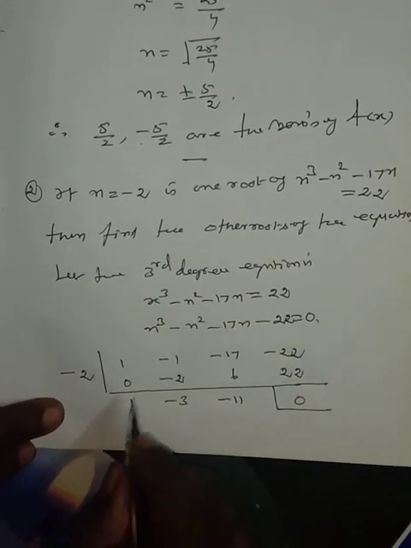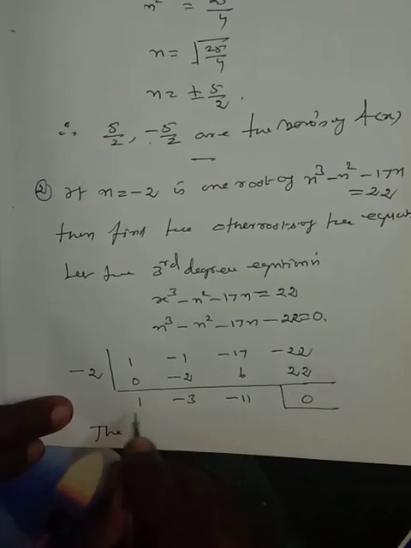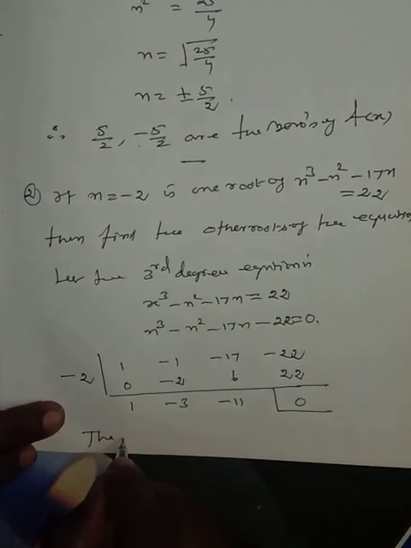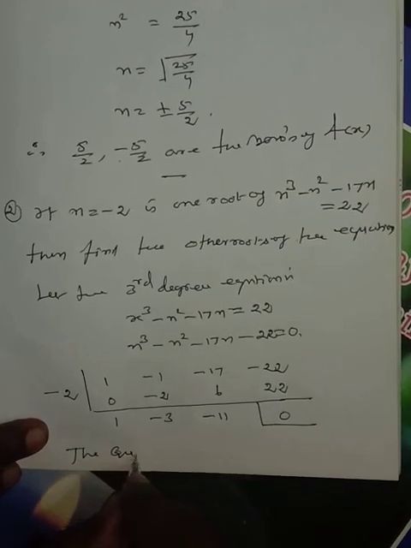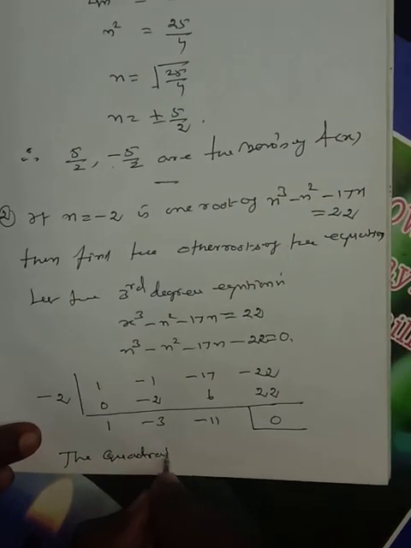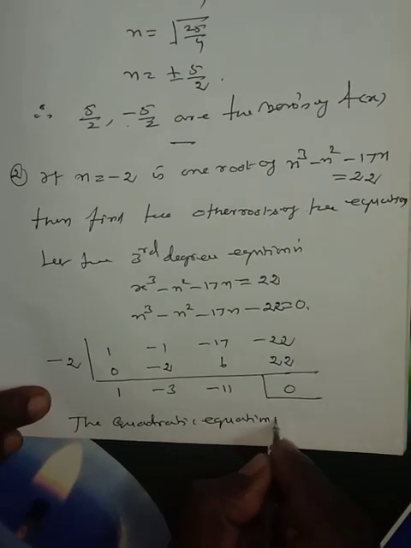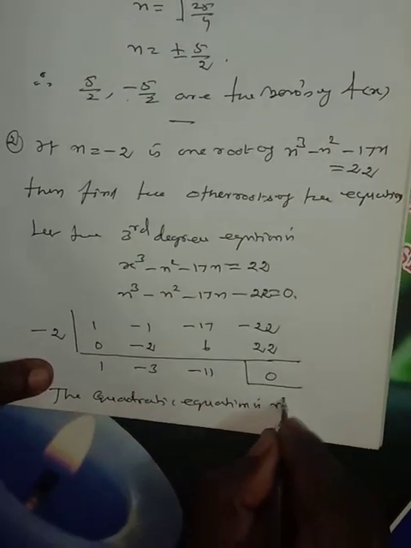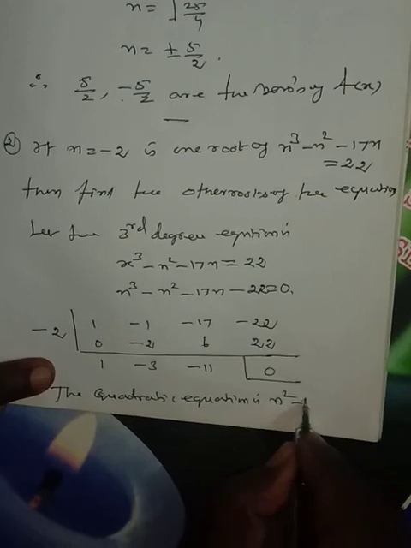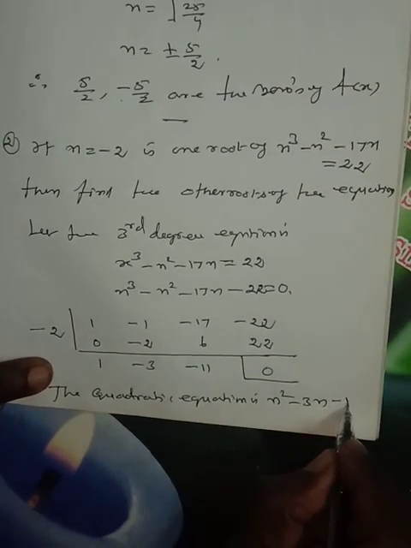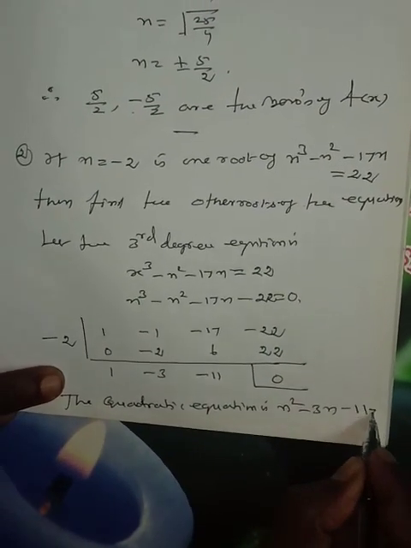The second degree or quadratic equation is x square minus 3x minus 11 is equal to 0. Here, x square minus 3x minus 11 is equal to 0.